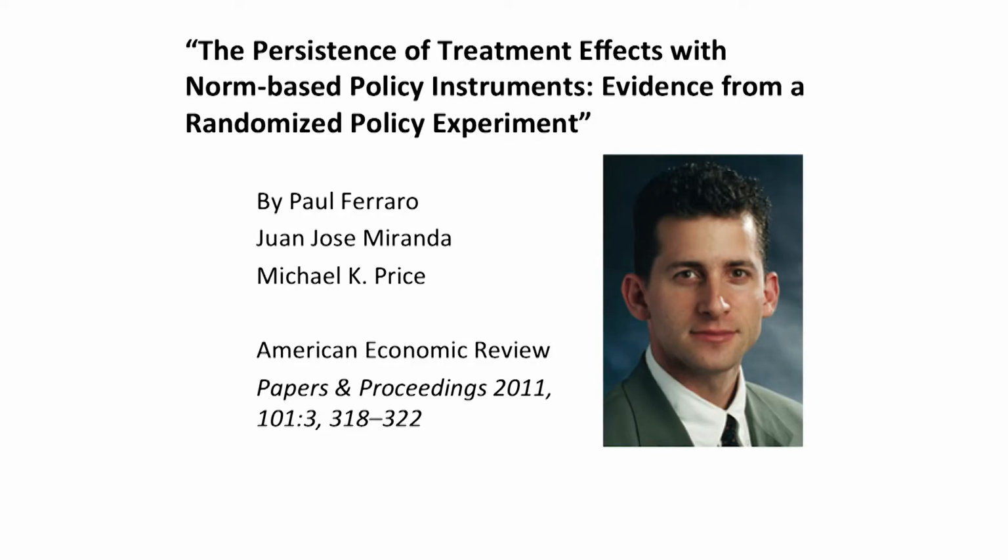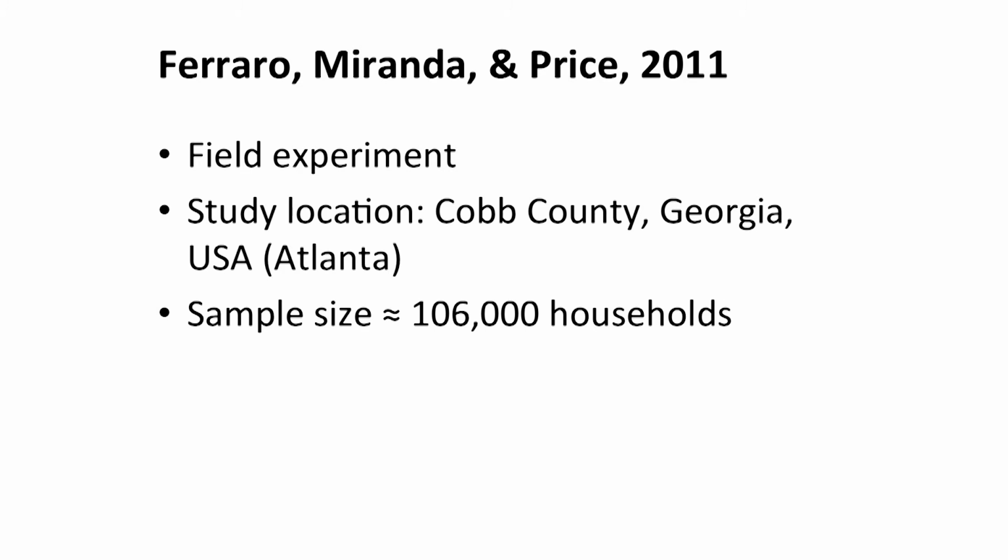Some of the first evidence on these questions comes from the findings in this paper by Paul Ferraro and his co-authors. The research team carried out a large field experiment in Cobb County, Georgia, in the United States near Atlanta. Over 100,000 households participated in the experiment. Next, I'm going to describe the research design.